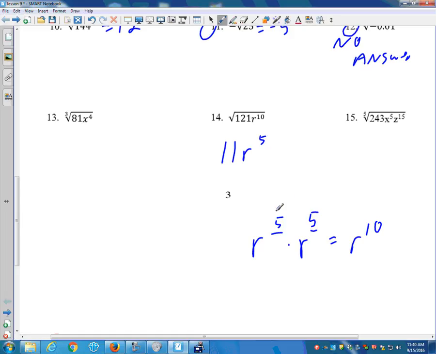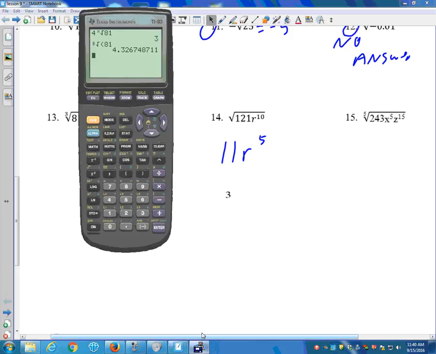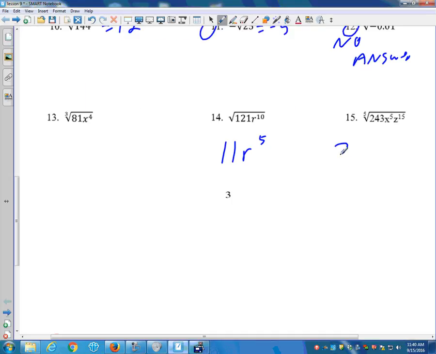Next one, we need the fifth root of 243. Do you know how to use your calculator to get a fifth root? Yes, I already did. Good man. It's 3x to 10. Hit the 5 first. Then you choose choice 5. We want the fifth root of 243. She works out evenly. So that's a 3.